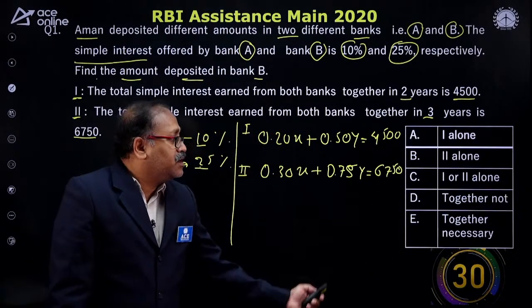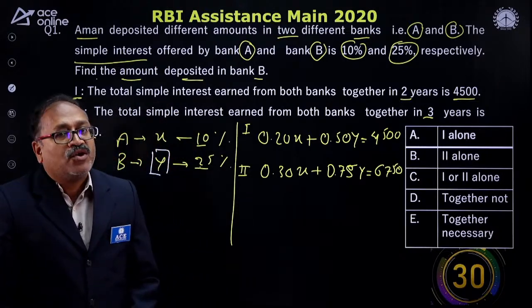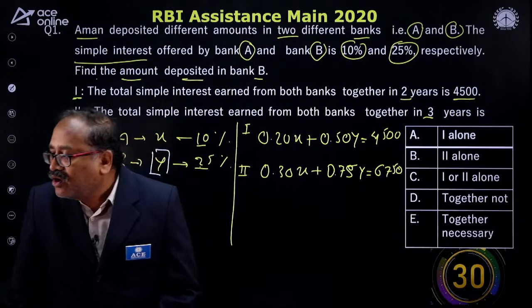You decide whether data 1 alone is sufficient or not, and whether data 2 is sufficient or not.